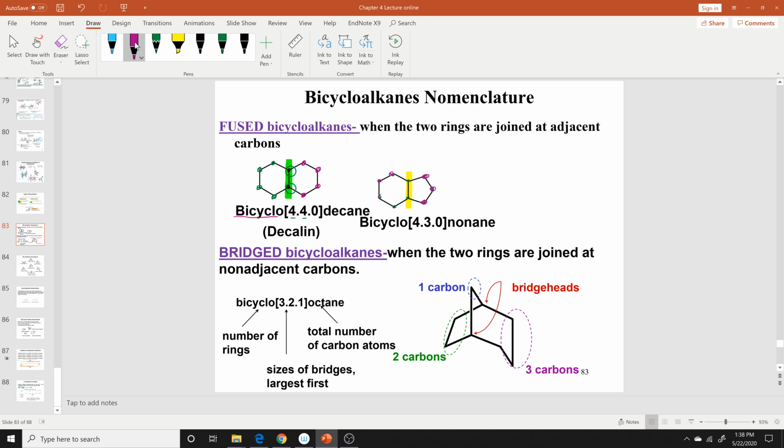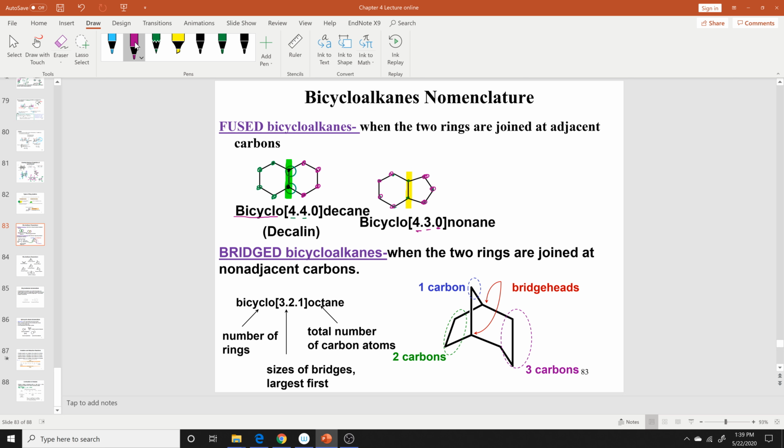I have 4 carbons on this side. Go from the more to the less. So 4 carbons, and then 3 carbons, and then in between the 2 carbons in common I have nothing. This is a fused cyclic system, and then this is going to be the name.